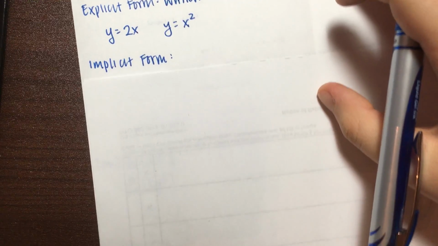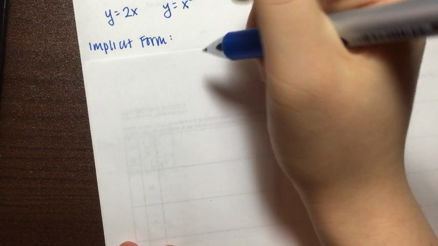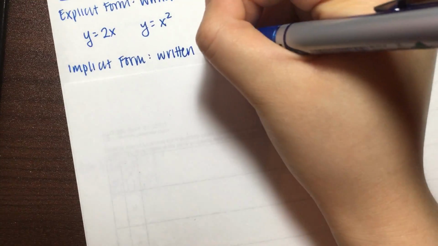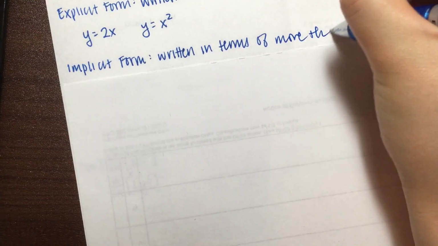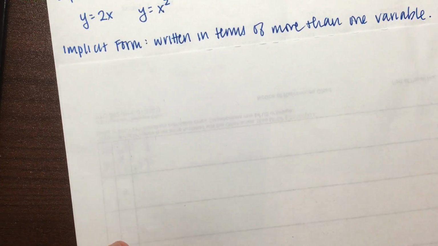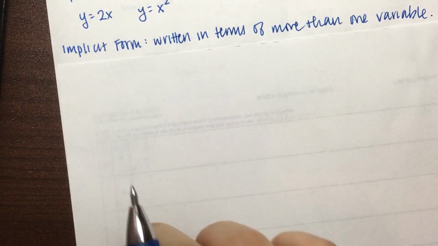Now, implicit form, kind of the start of this lesson, I guess, implicit differentiation. It's written in terms of more than one variable. Okay, so what could that look like? That could look like x times y equals 5.